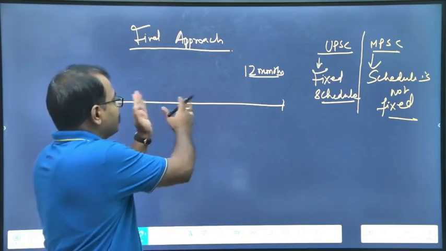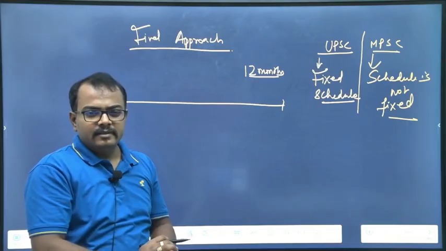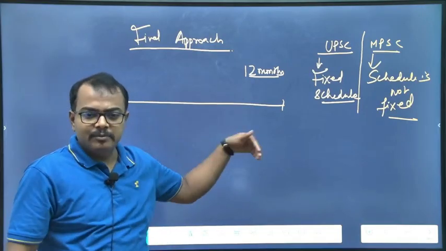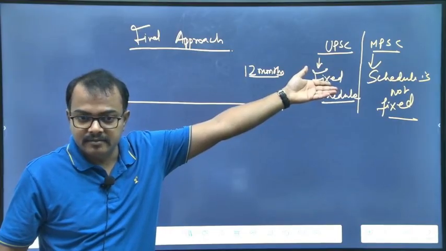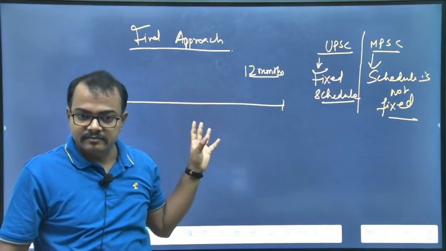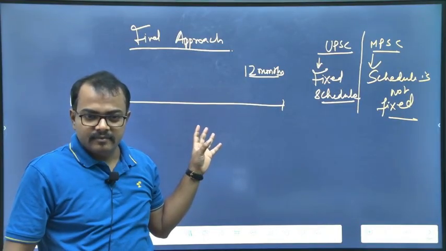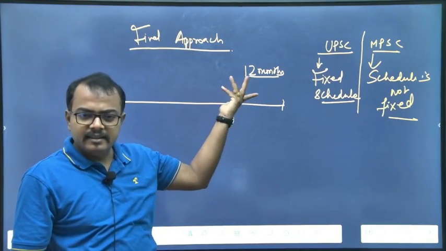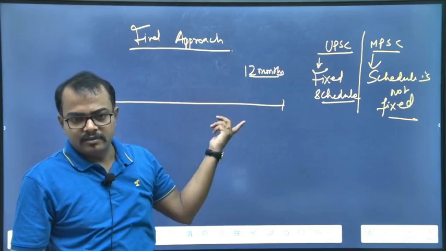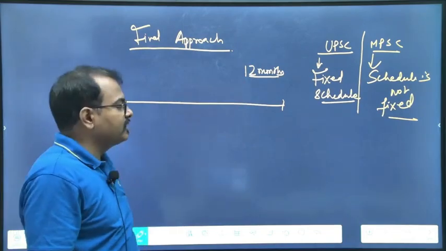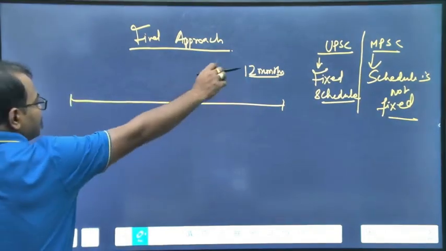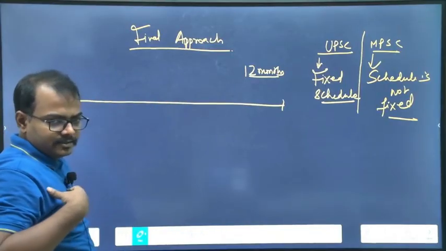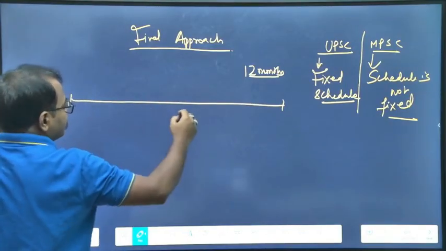And in that disturbance, suppose on the examination day or 1 week before, they announce that the exam will be conducted 6 months later. Now your whole preparation is gone. Because now you are disturbed, you disturbed your strategy pattern, and then the exam has been postponed, gone. So this is the problem faced by students across the country in different state PCS.